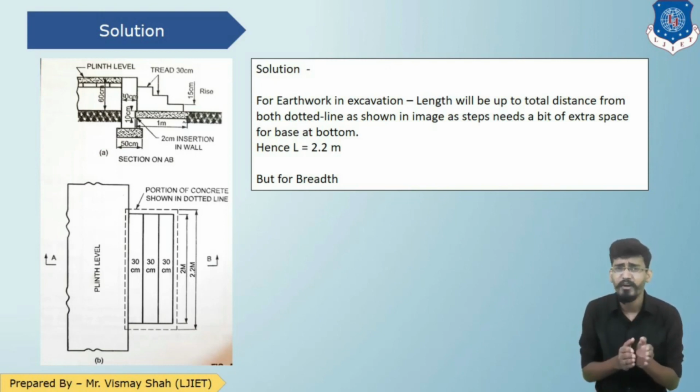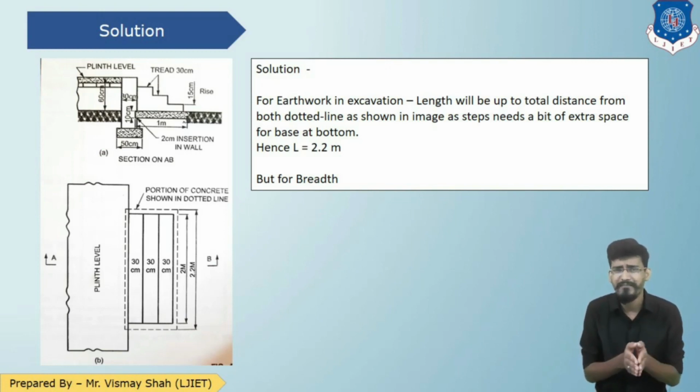So the width of the footing, as you can see in the section, is 1 meter, tread is 30 and riser is 15 centimeter. So we need to calculate the excavation, PCC and the brickwork quantity for the steps given in this figure. So starting our solution with the length and the width of the steps.